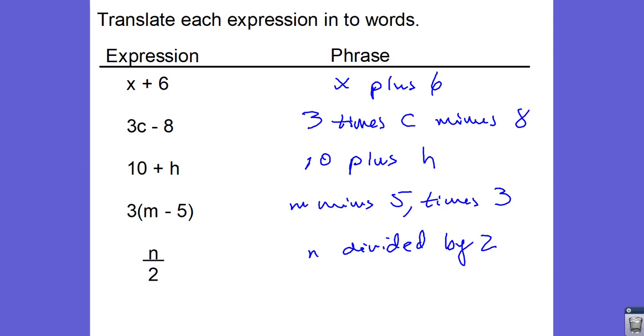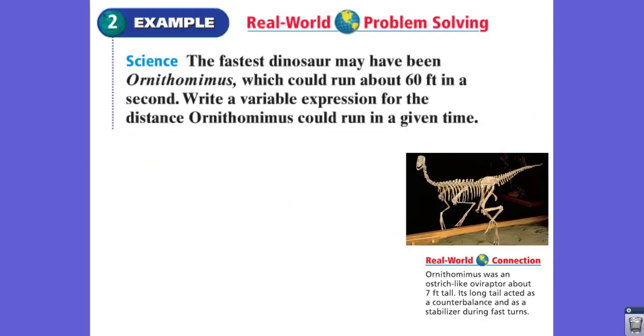Now, could we use this in the real world as well? Yeah, here's kind of an example. The fastest dinosaur may have been this one right here, the ornithomimus, something like that, which could run about 60 feet in a second. Write a variable expression for the distance this dinosaur could run in a given time.